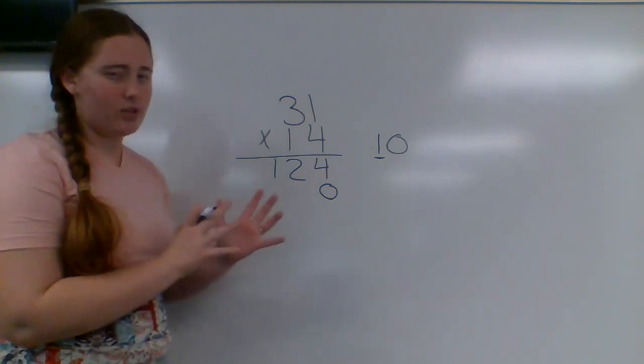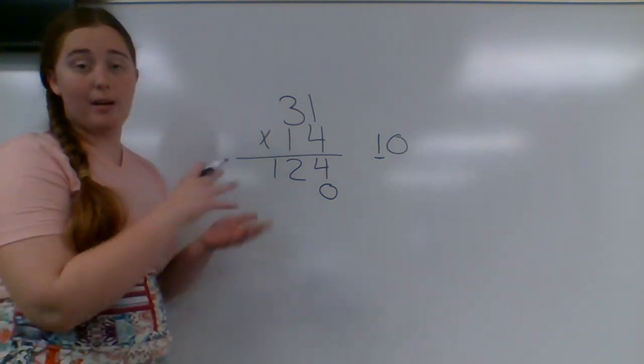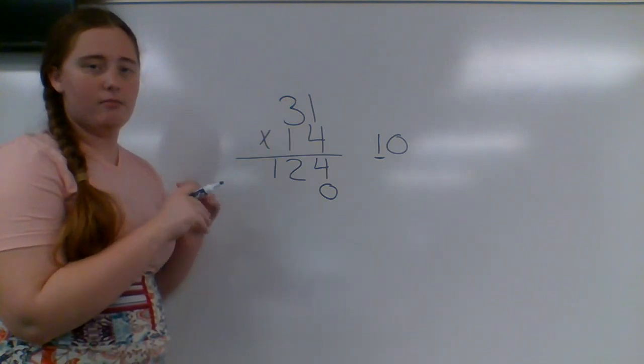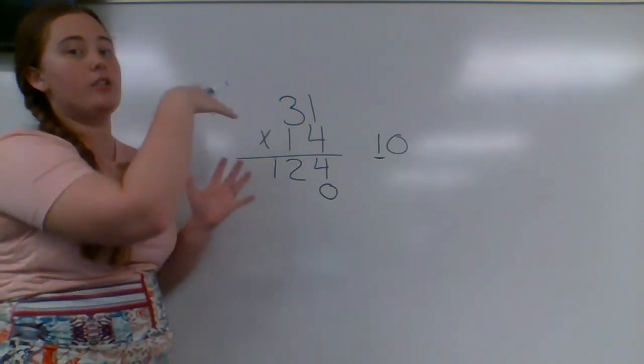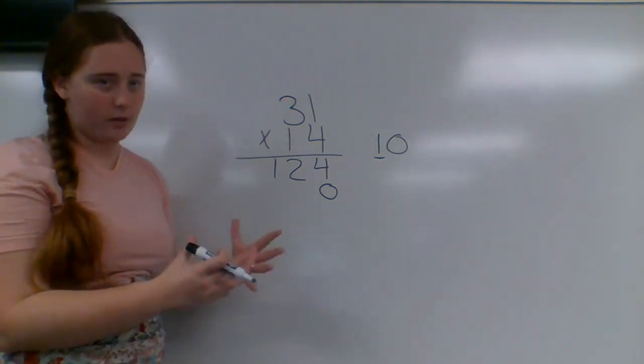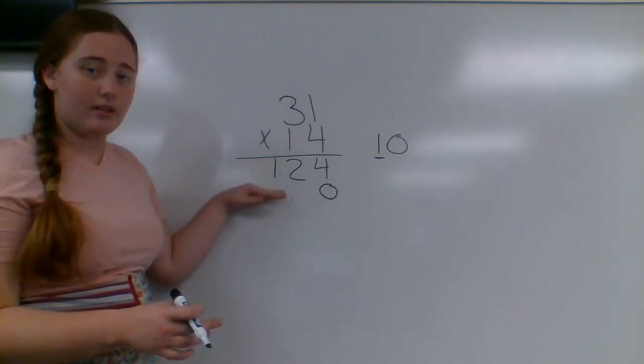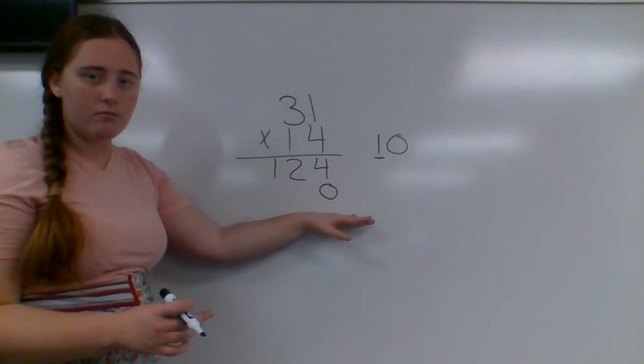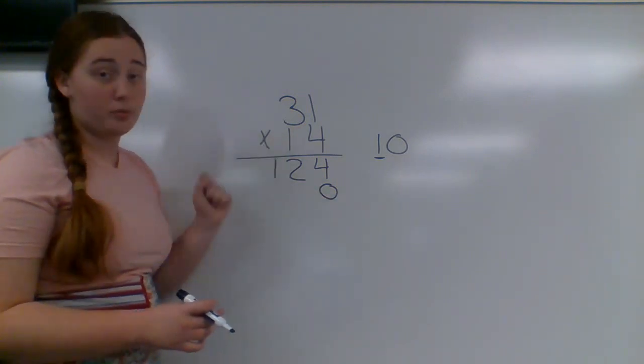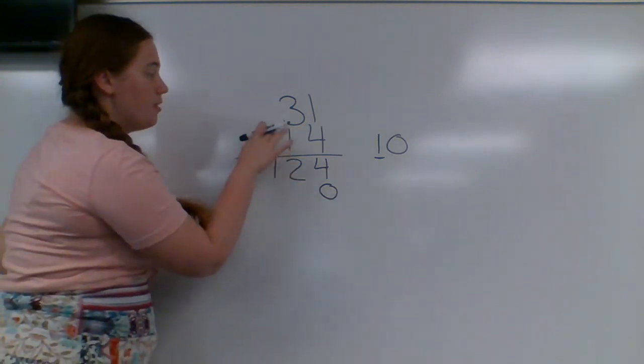I did put the explanation out there so that if you are able to understand it, you can, but you don't have to understand every single thing about it to know how to do it. Just know you get your answer, and then underneath it, you write a 0, and then we're going to start multiplying.